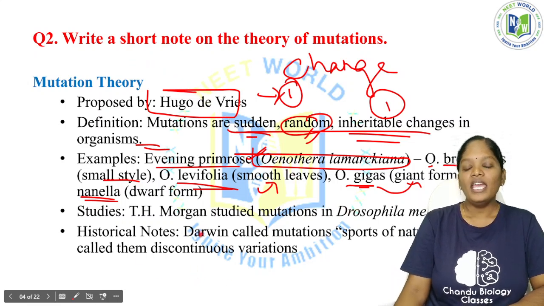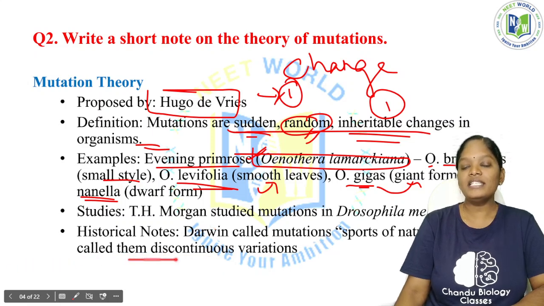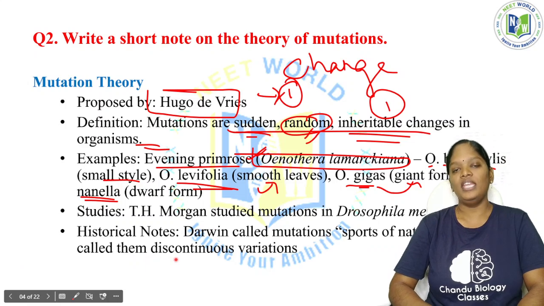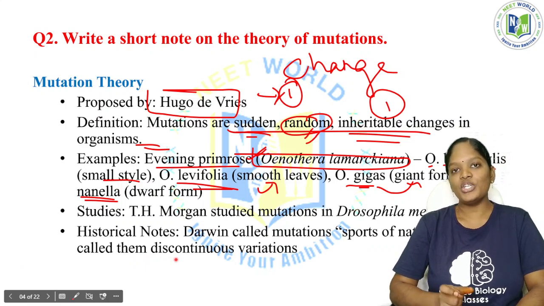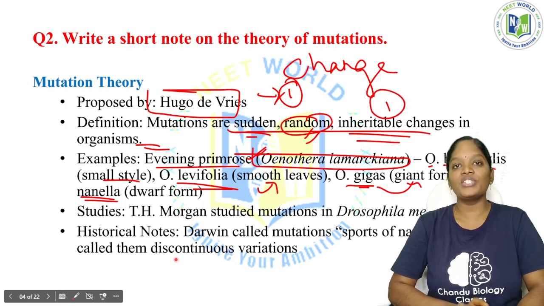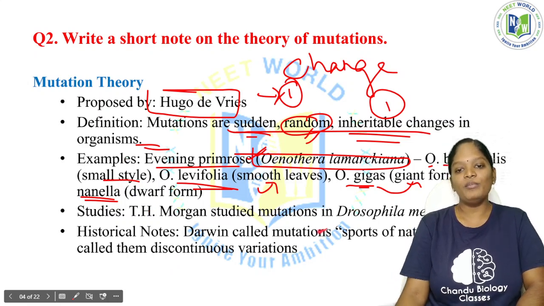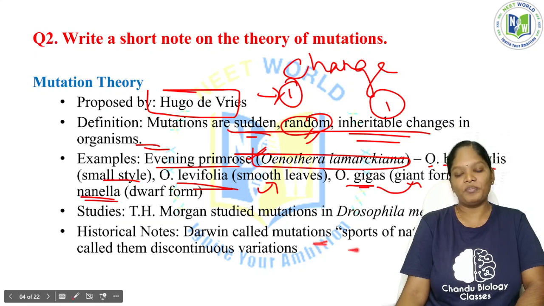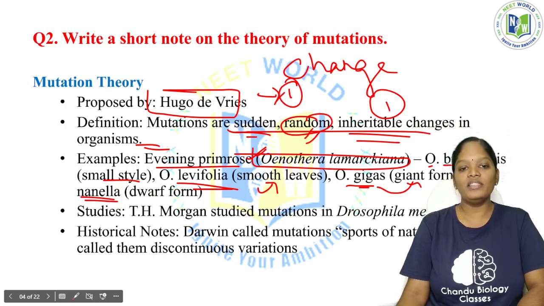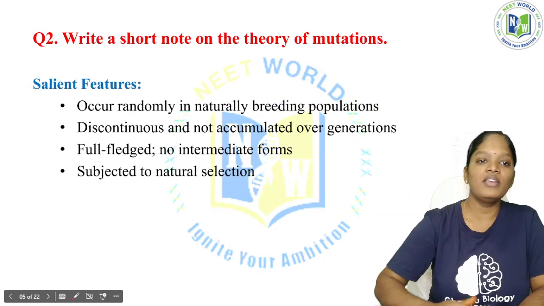Now, see, Darwin called these mutations the sports of nature, and Bateson called them discontinuous variations. Anyhow, all the scientists have mentioned this mutation, because mutation is the raw material for evolution. So, mutation is mandatory. That is why Darwin called mutation the sports of nature, and Bateson calls mutation the discontinuous variations.